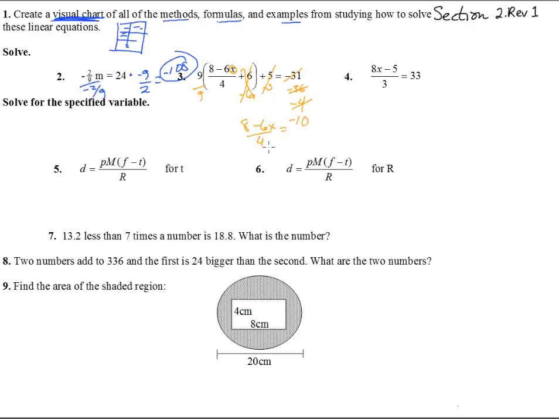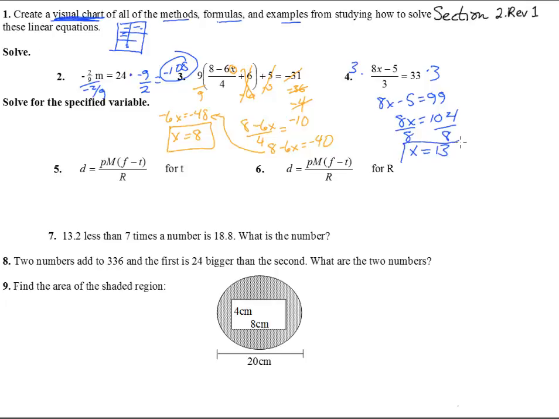So yeah, times both sides by 4, and you get 8 minus 6x equals a negative 40. Subtract 8. We better move up here, and we get negative 6x equals a negative 48, and then divide by a negative 6, x equals 8. There we go. Here, get rid of that denominator, times both sides by 3, and we get 8x minus 5 equals 99. Add 5 to both sides, we get 8x equals 104. Divide by 8, and we get x equals 13.